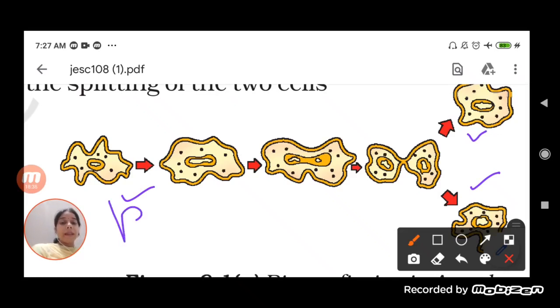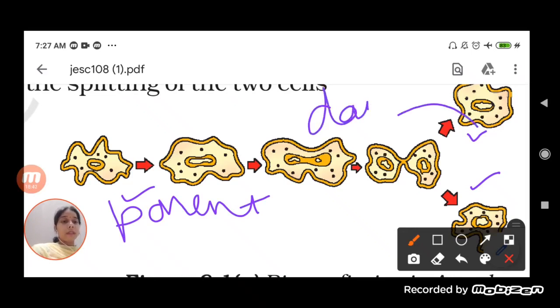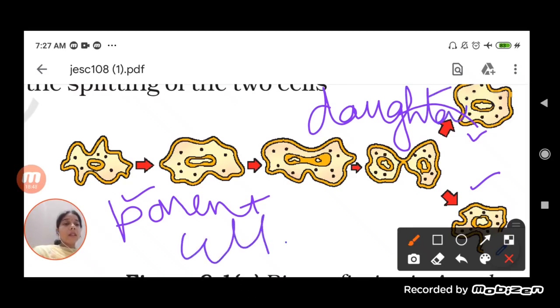Now the last one, these two formed from this one. This is the parent cell, and these are the daughter cells. So from one parent cell, how many daughter cells are produced? That is 2, and because of that this fission is called binary fission. Since one parent is dividing into 2, that's why it is called binary fission.